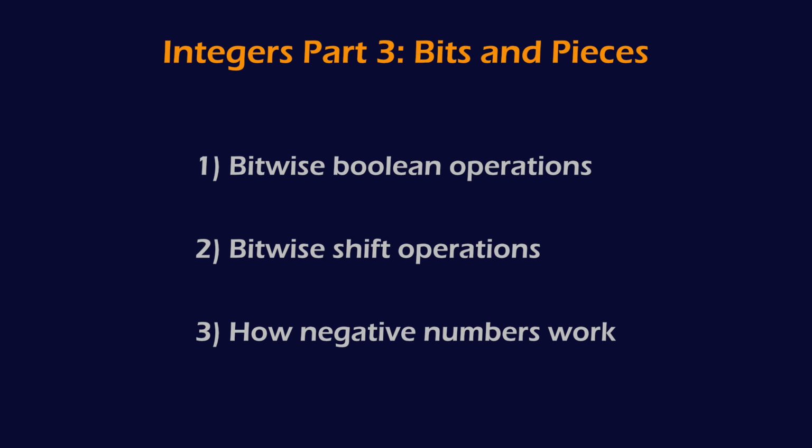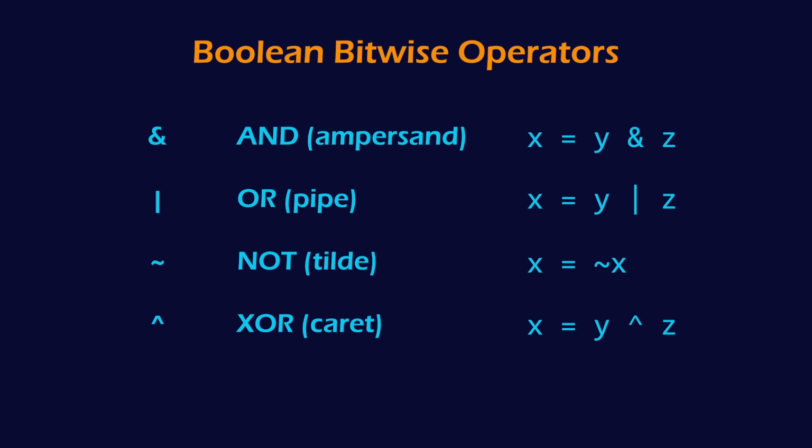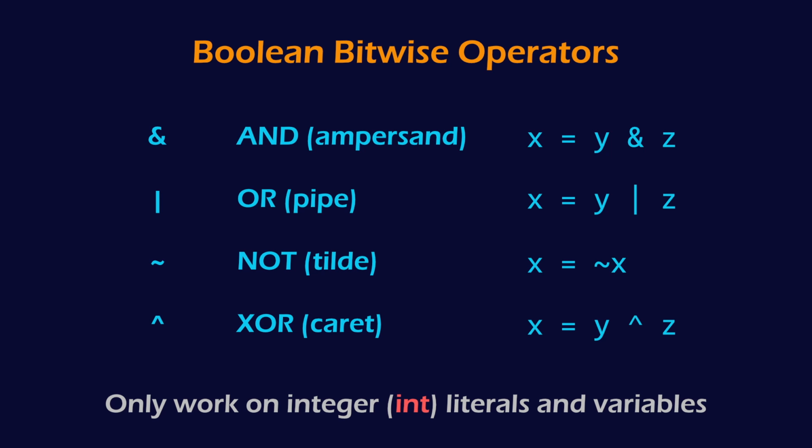There are two types of bitwise operations, Boolean operations and shift operations. If you know what you're doing, bitwise operations can actually be combined to produce arithmetic operations, because that is exactly what a CPU does. Let's look at Boolean bitwise operations first. We have AND, OR, NOT and XOR. As you can see, the operator characters are the ampersand, pipe, tilde and caret characters respectively.